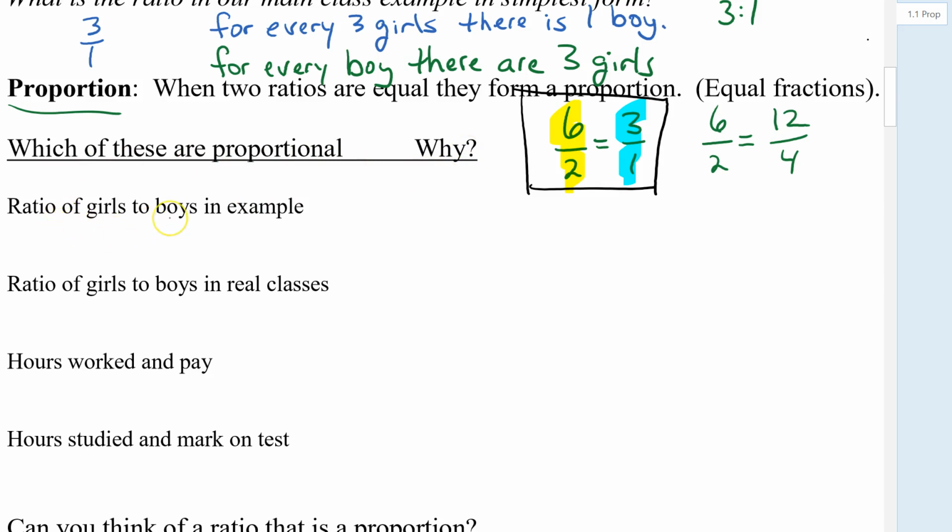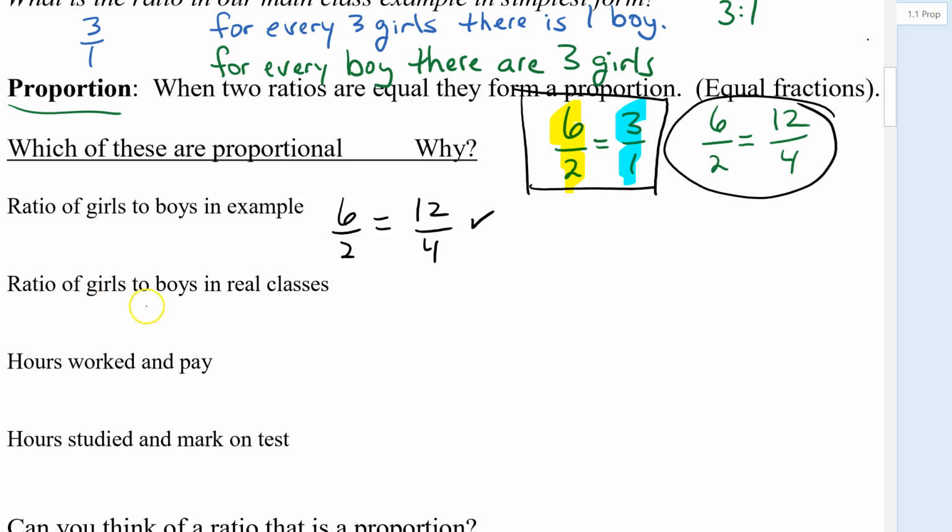The ratio of girls to boys in our example. Well, this was it right here. I just wrote it out. This is our 6 to 2. We had 6 girls to 2 boys, and then we had 12 girls to 4 boys. They are proportional. Why? Because those two ratios, or fractions, however you want to look at it, are equal.